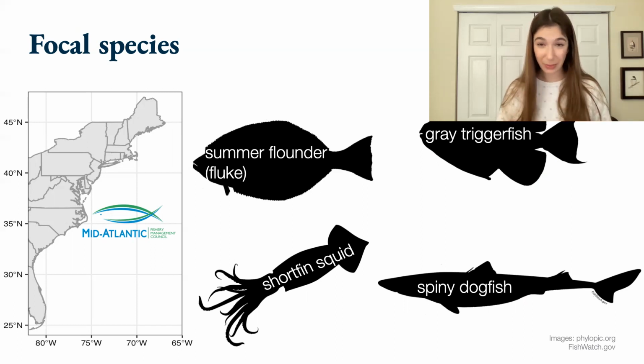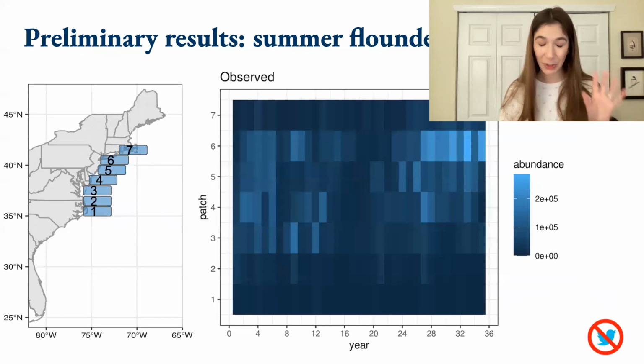All of the plots I'm going to show you from now on are for summer flounder, which is the first species we've started with. This is what has actually happened to the species over space and time. On the x-axis is the year, and the y-axis is the patch, which you can see numbered on the map. There are a few key features of what this population has done that I want you to notice.